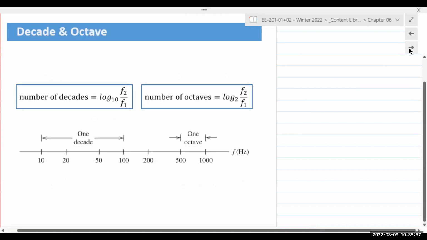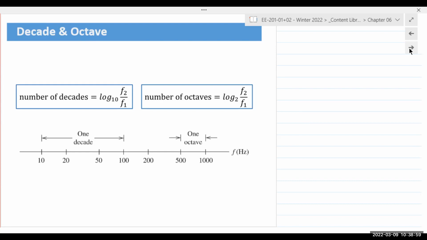On the x-axis, we plot the frequencies by number of decades. A decade simply is the log of the ratio of any two frequencies. You take any two frequencies and you take the log of their ratio. If the base of the log is 10, that number gives you a decade. If the base is 2, it gives you an octave.